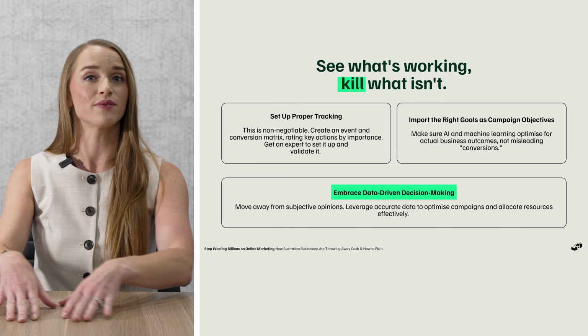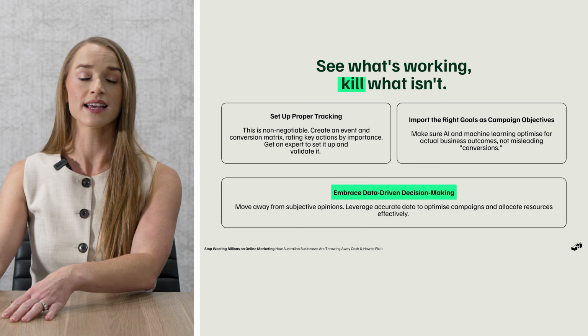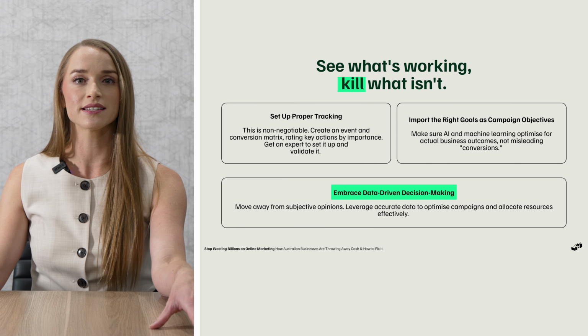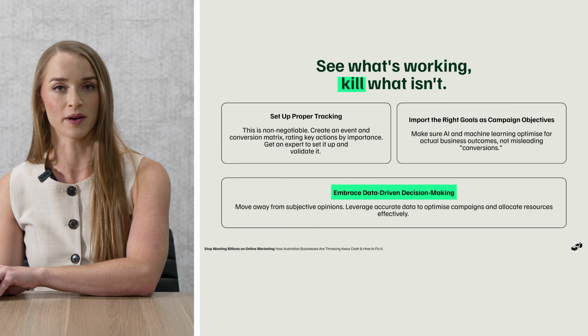You also want to have the right campaign objective. If you tell a platform that you want clicks, they're going to go out and find you people who just click. If you tell them you want conversions, they're going to find the target market that actually converts and fills out form inquiries.